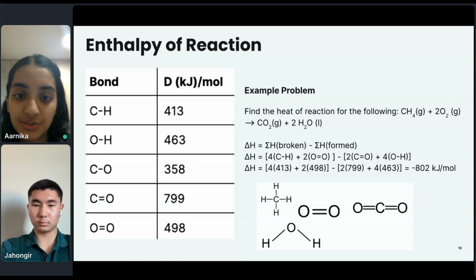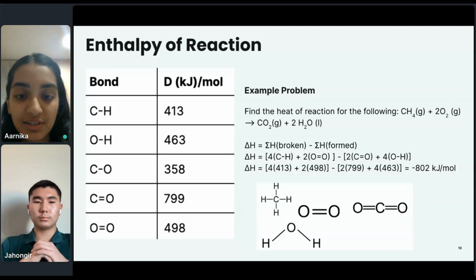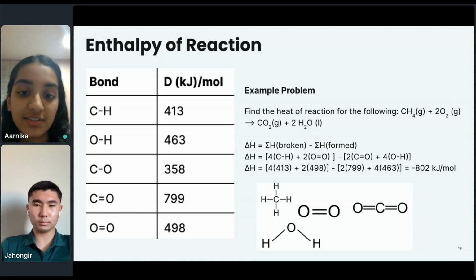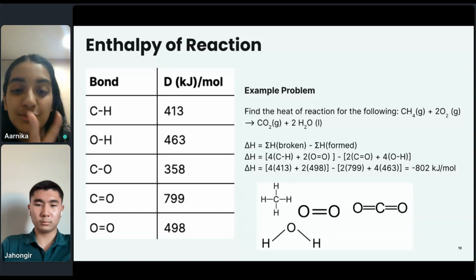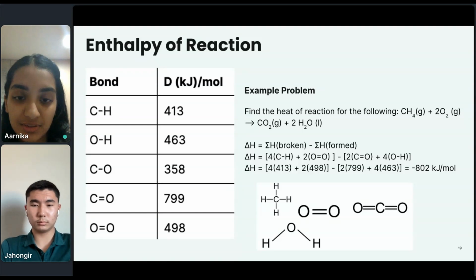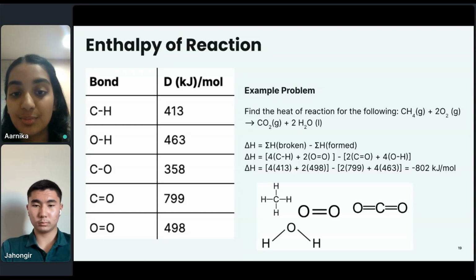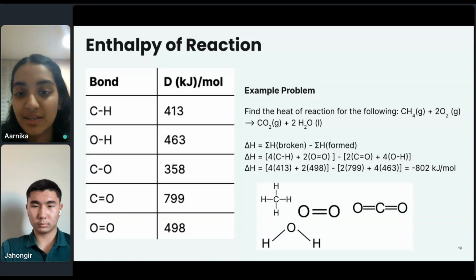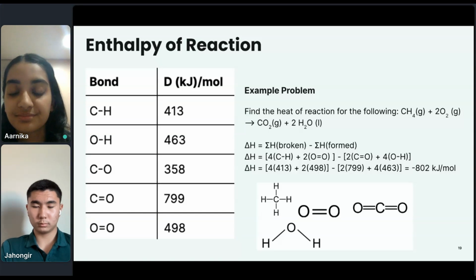Then you subtract 2 times C double bonded with O, because in a CO2 molecule there are 2 double bonds and there's 1 molecule. So you just do 2 times 799. And then you add 4 times single bonded to H. This is basically 2 of them, because in H2O there are 2 single bonds. Then you add up the reactants, and then you add up the products, and then you subtract reactants minus products to get negative 802.